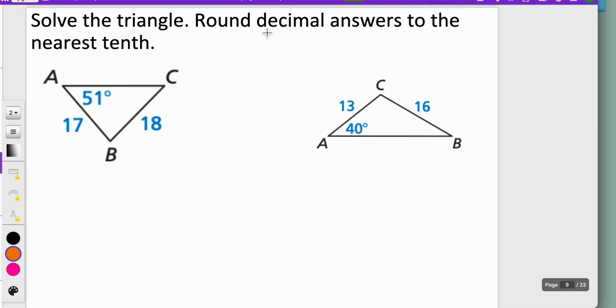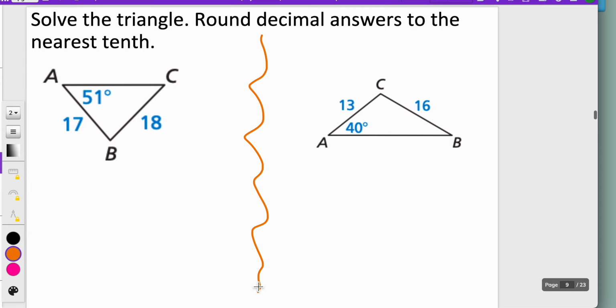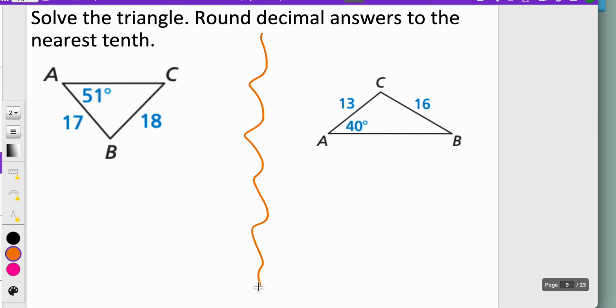We have a lot to calculate, so make sure you've got your calculators ready. The first thing I'm going to do, it says solve the triangle and round your answers to the nearest tenth. What we want to check first is that whatever angle I have and whatever opposite length I have, that's the one that needs to start my proportion. So I have the sine of 51 over 18.